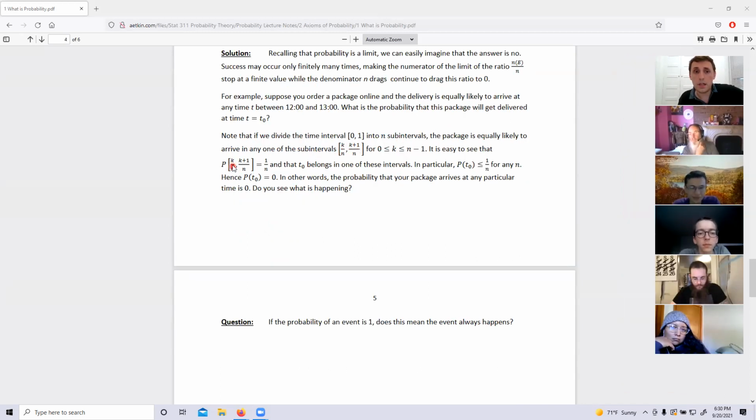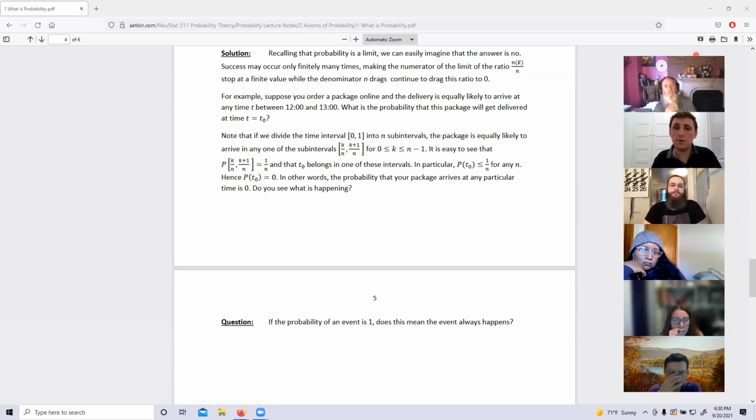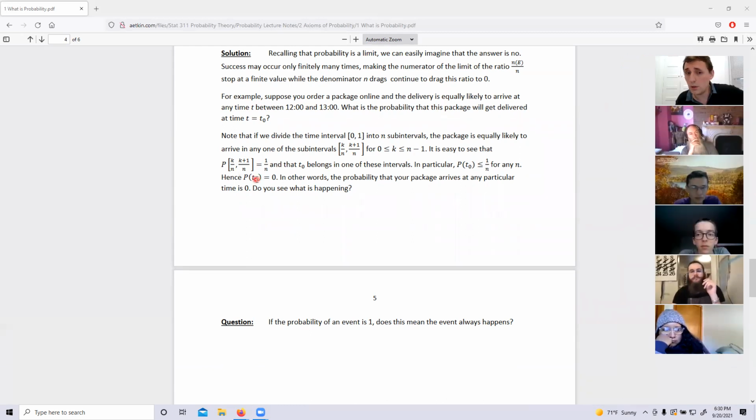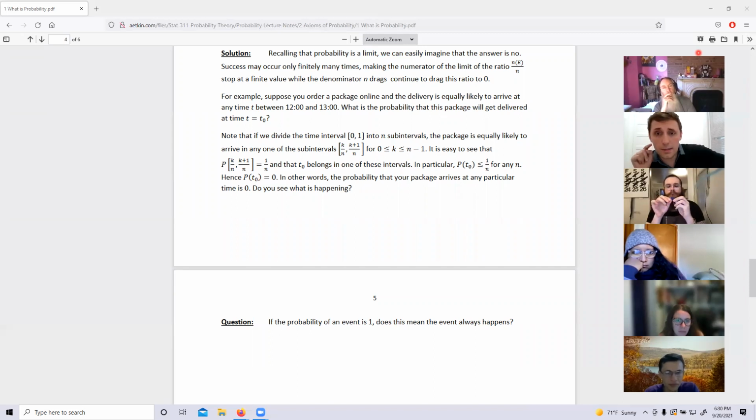So if I divide the time into n segments, the probability that the delivery comes between k and k plus 1 moment of time is 1 out of n. Are you with me? The particular moment of time t0 you're looking at is always in one of those intervals. As you divide those intervals, you see that the probability that the arrival is specifically at that time is 0. Do you follow? The specific time t0.